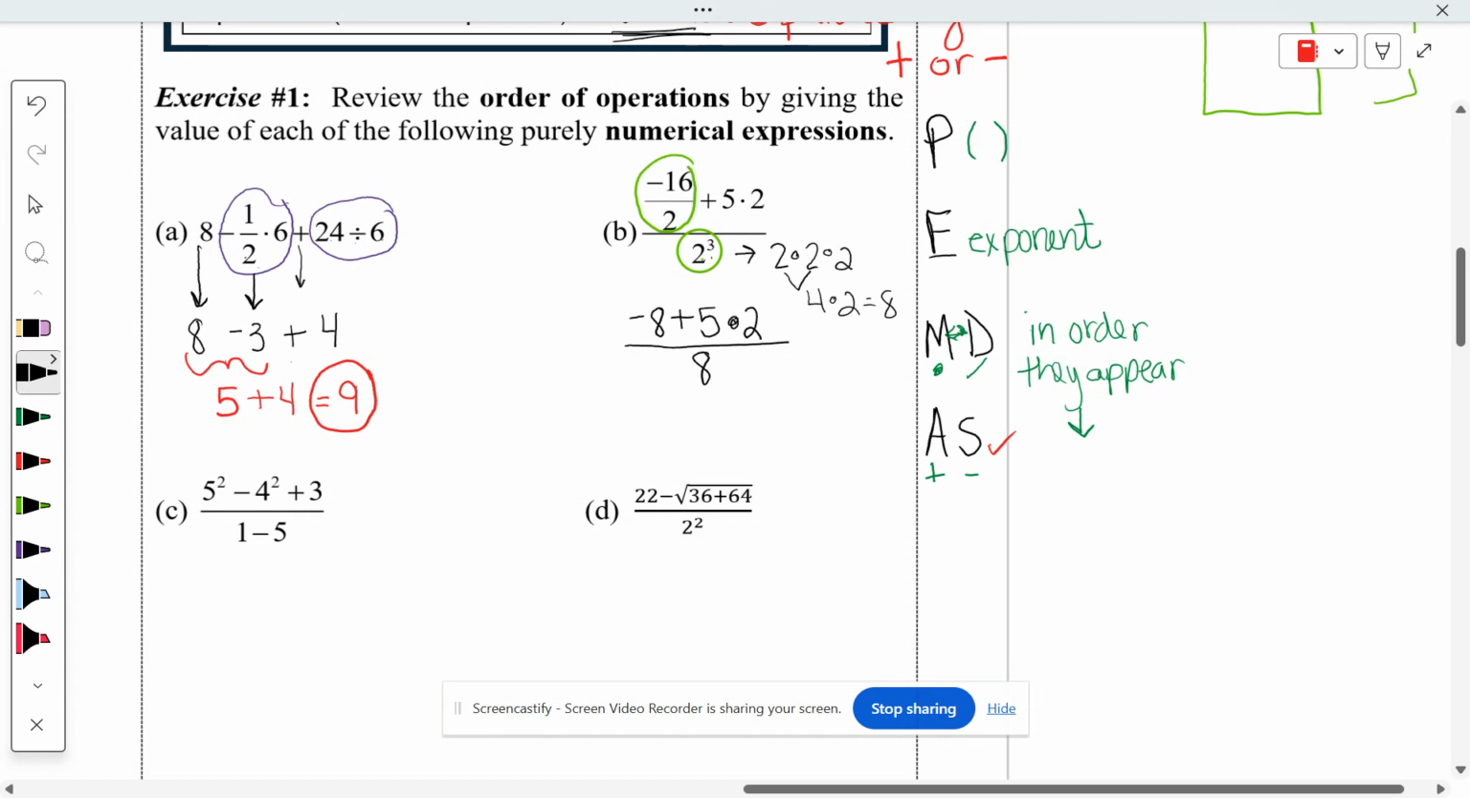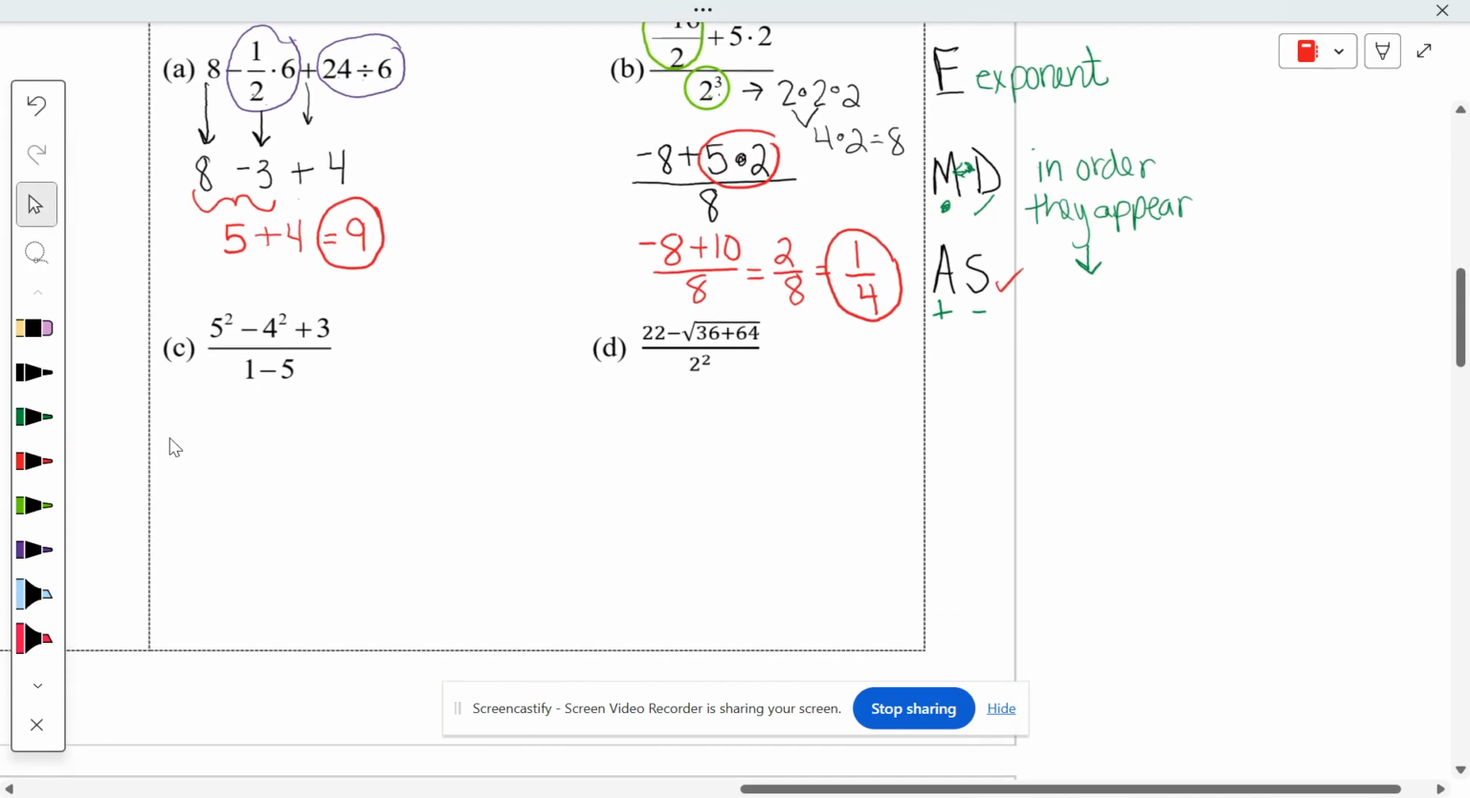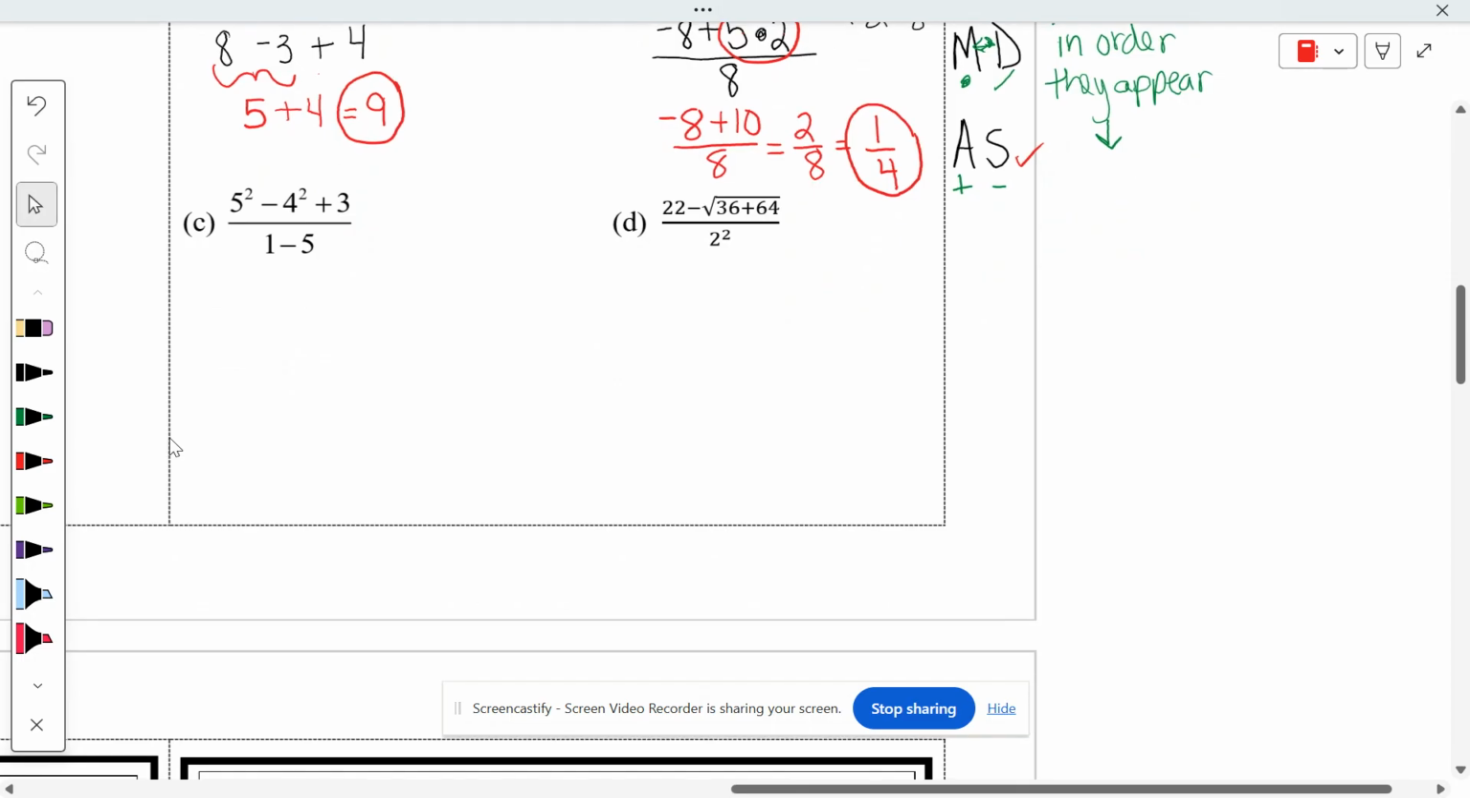So that's what I have right now. Now I have to take care of this multiply. 5 times 2 is 10. So I have negative 8 plus 10 over 8. Well, negative 8 plus 10 is 2, and 2 over 8 simplifies to 1/4. These basic order of operations problems are actually non-calculator problems on a quiz or a test. So you should be able to do these basic operations without a calculator.